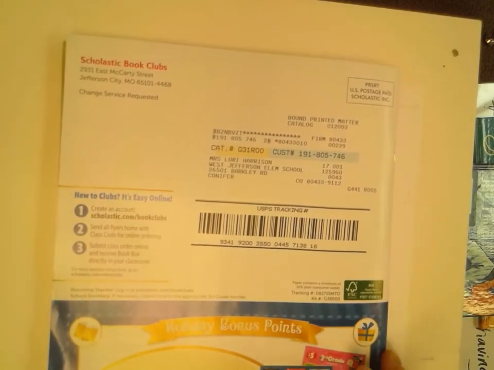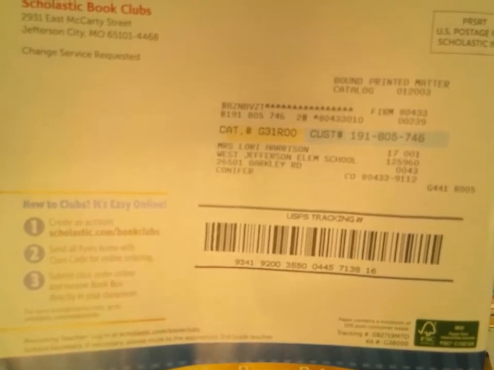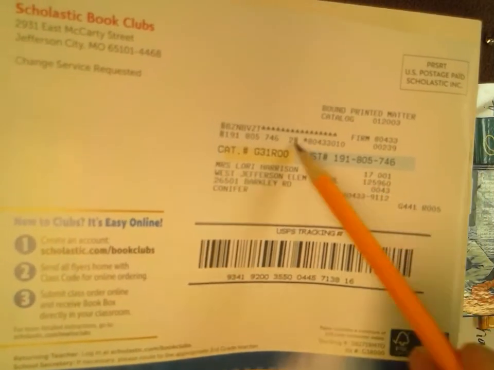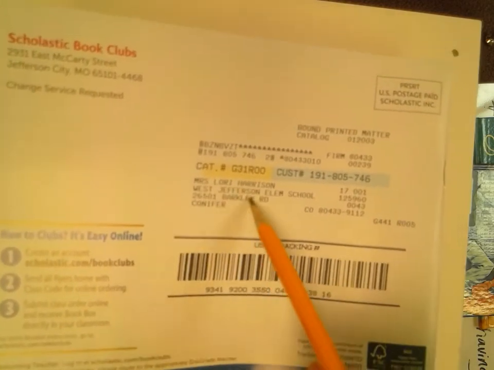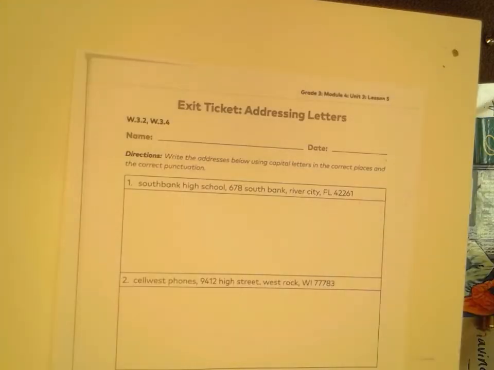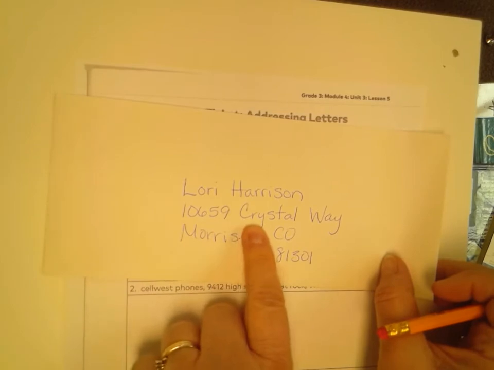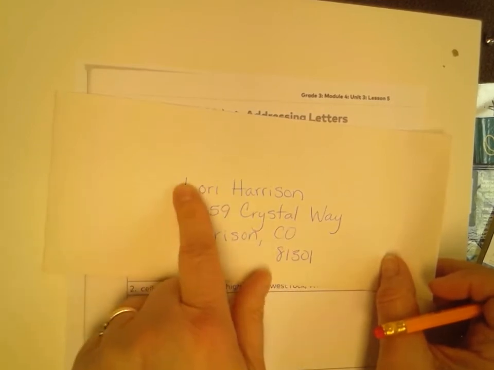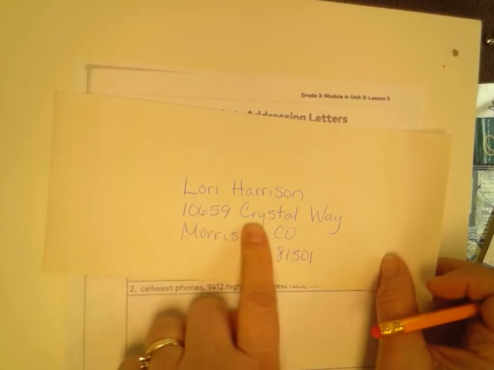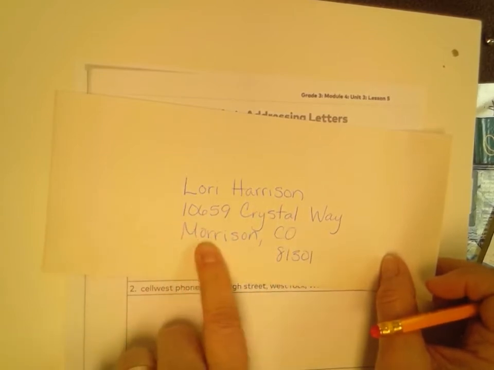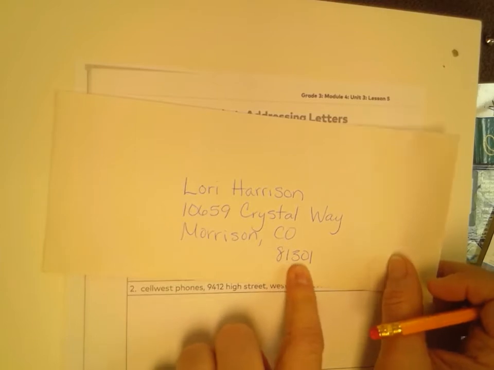Let's see if I can get it so you can see it a little better. So Mrs. Lori Harrison, West Jefferson Elementary School, and so on. Because of the way that large companies send mail, they do it all in capitals. We are, however, not going to do it all in capitals. And so this is sort of another way. Here's my home address, name in capitals, name of the person, if we're sending it to a person, the streets that they are on, the city that they're on, the abbreviation for their state, and their zip code.